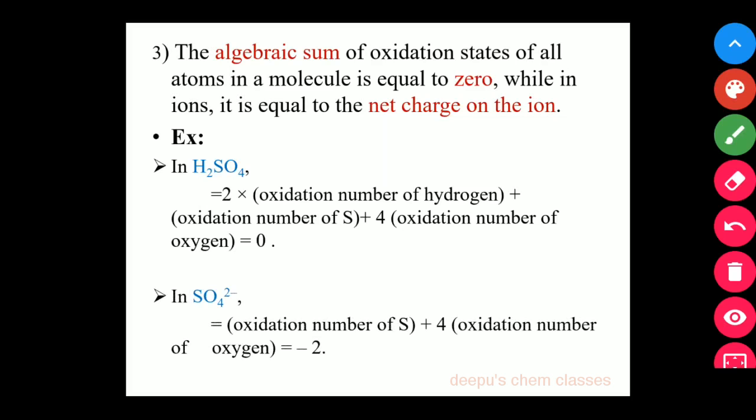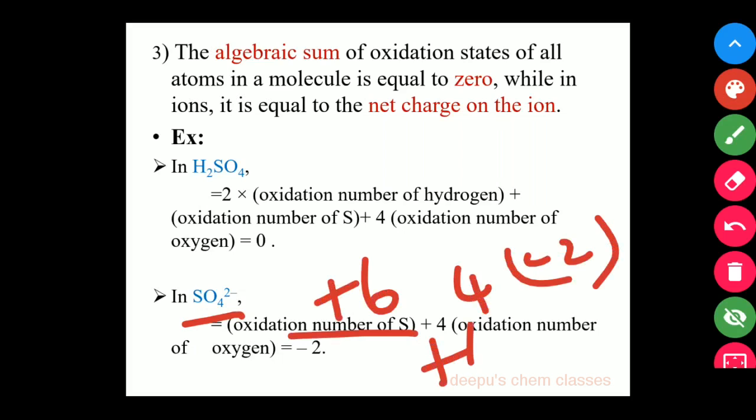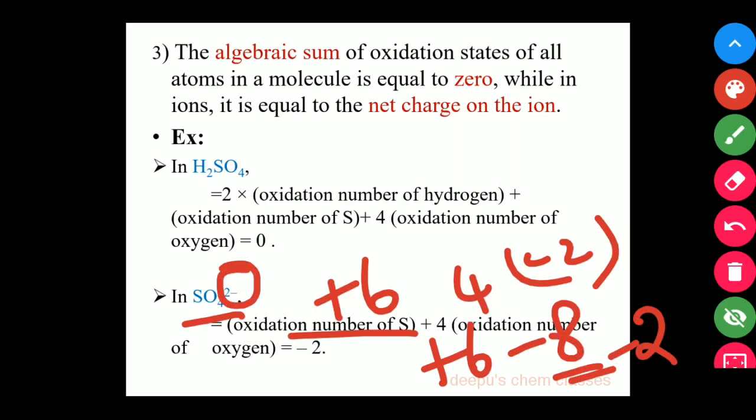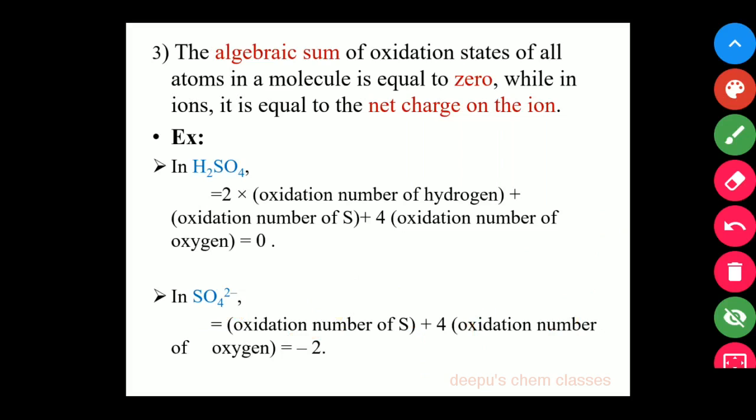Then next one, similarly for ion and radical they have given. I have given you the example CO3. Here the sulfate radical is given. For the sulfate radical, the sulfur oxidation state is plus 6. It is 4 into minus 2. So plus 6 minus 8 equal to minus 2. That is actually the net charge present in the sulfate ion. Okay.